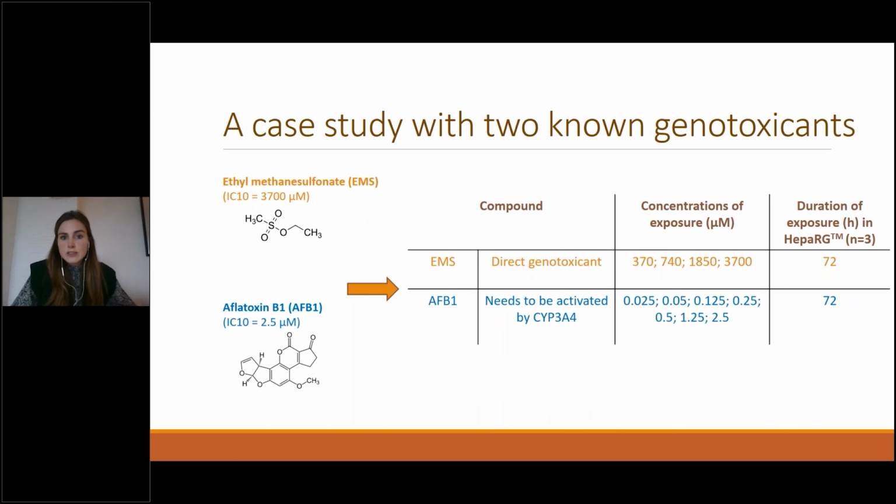So the 2 known genotoxicants that we selected for this case study was, in one hand, ethyl methanesulfonate, which is a direct genotoxicant based on the DNA alkylation, and the second one was aflatoxin B1, which requires metabolization. And this is also the chemical that we wanted to select to assess our metabolic capacity of the human HepaRG cells. So as both chemicals already demonstrated that they were genotoxic at the low cytotoxic concentration by GENOMARK, we now selected different concentrations around the IC10, and human HepaRG cells were exposed for 72 hours in 3 different batches.